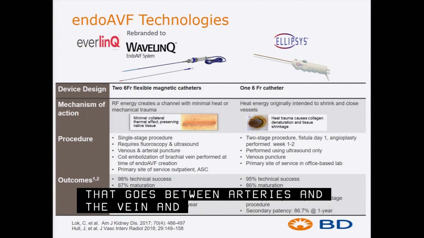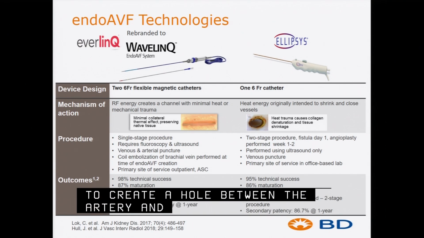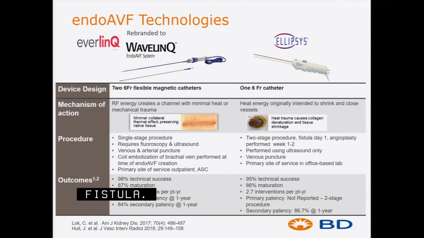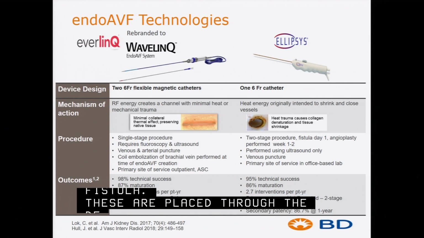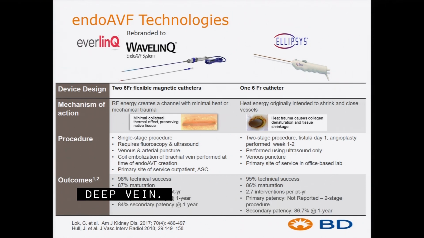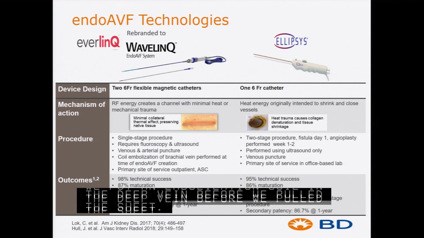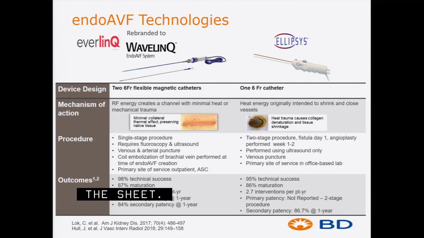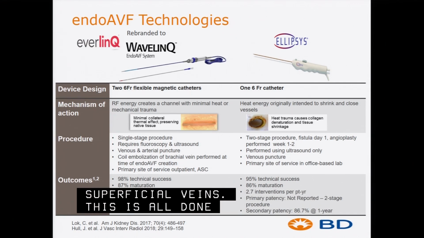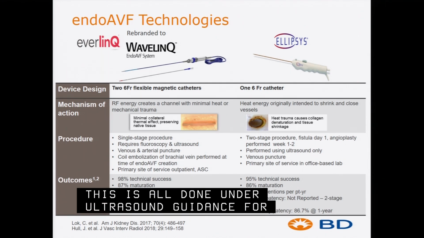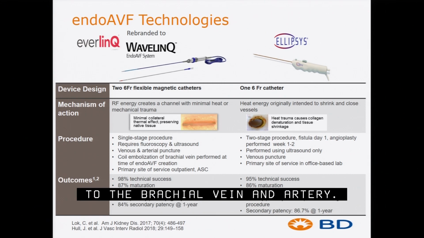These are placed through the deep vein, so then we would put an embolization coil in the deep vein on the way out at the end of the procedure before we pull the sheath, and that directs the flow into the superficial veins, which would be cannulated for the dialysis. This is all done under ultrasound guidance for access of the brachial vein and brachial artery just above the elbow, and then we use X-ray fluoroscopy to guide the catheters into position at the ulnar level to create the fistula.